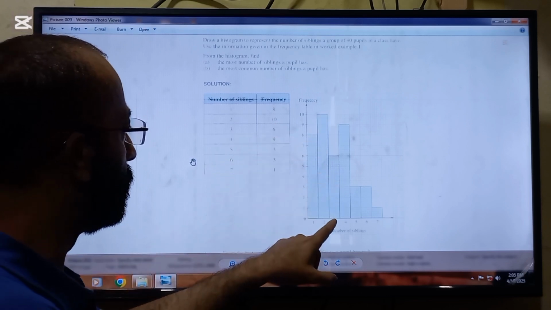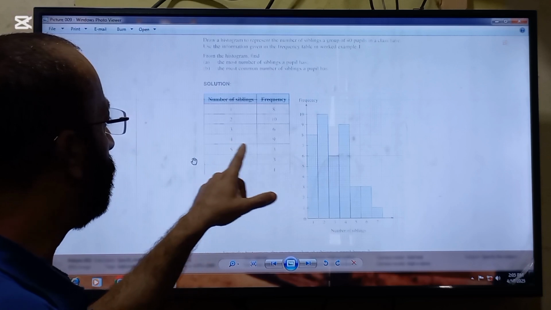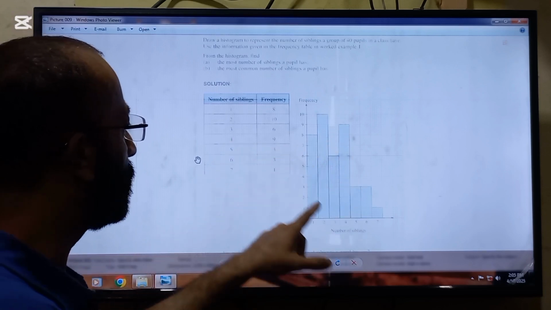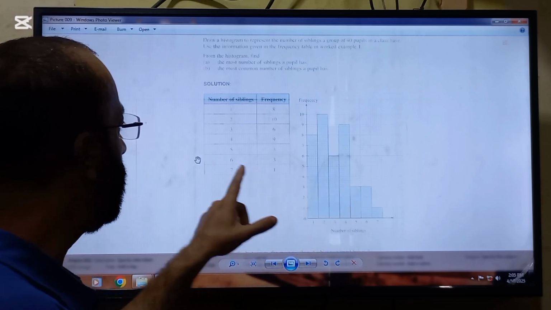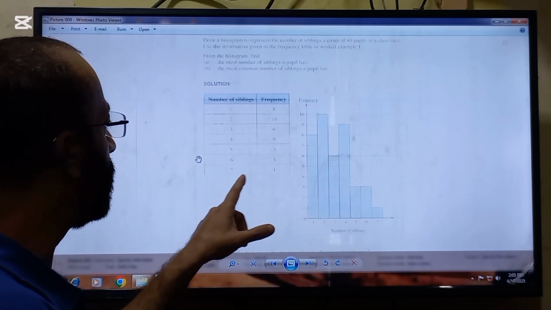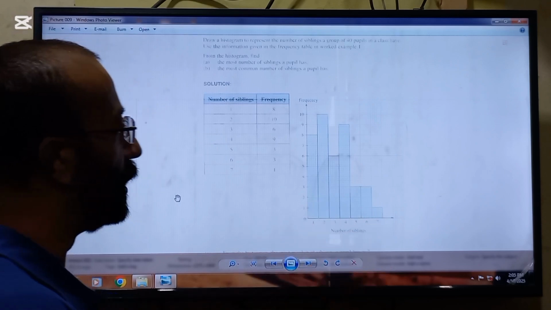3 of 6, so here is 6. 4 of 9, so 4 of 9. Then 5 of 3, so 5 of 3. 6 of 3, so 6 is also 3, and 7 of 1.